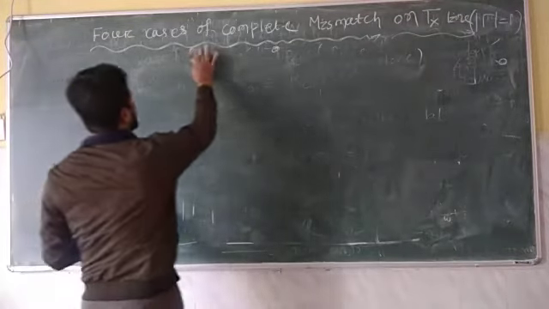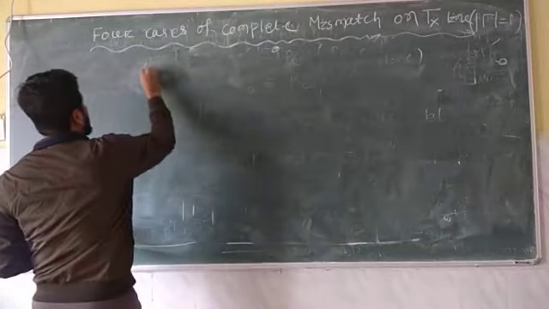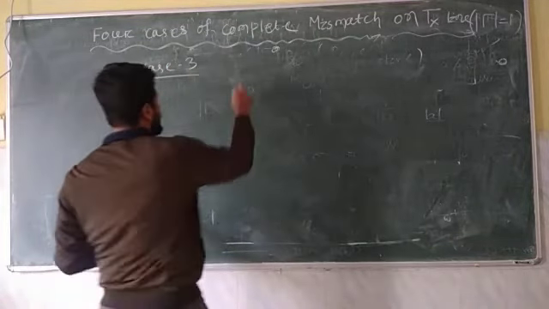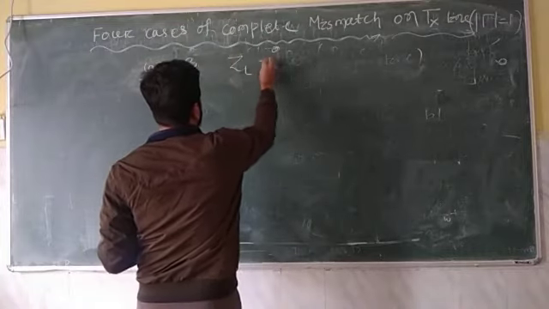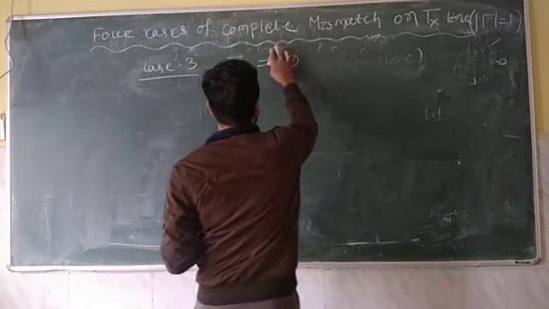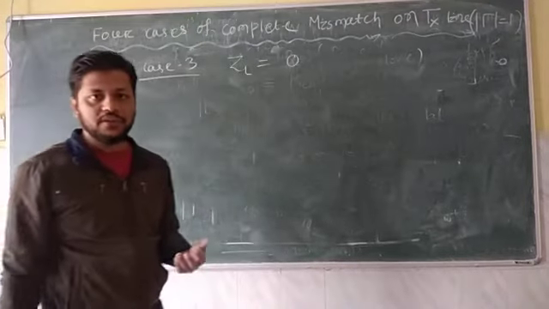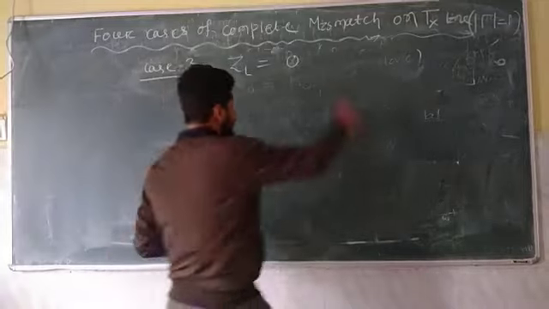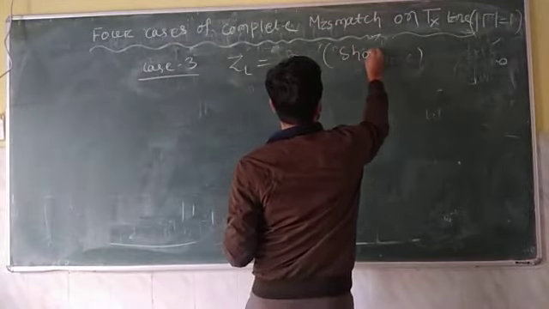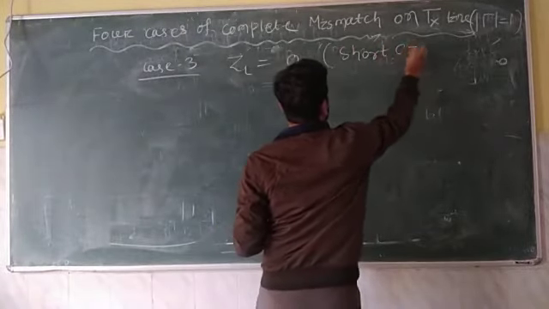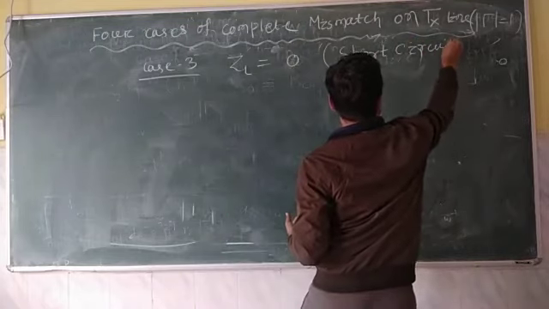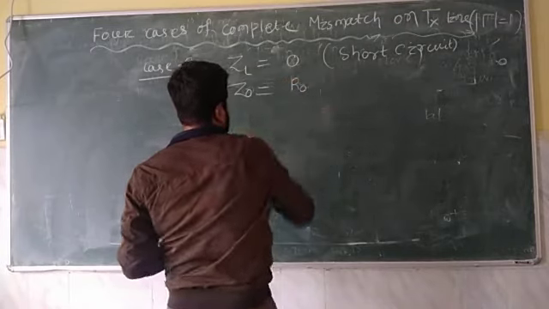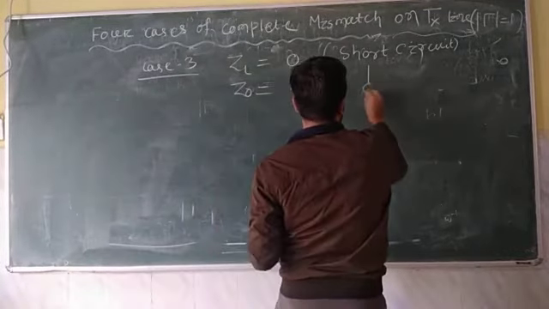So the next will be case 3. Case 3 is if ZL is equal to 0. ZL equal to 0 means impedance 0. What is the case when the impedance is equal to 0? Short circuit. This is the condition for short circuit. And Z0 is equal to R0. So how will it look?